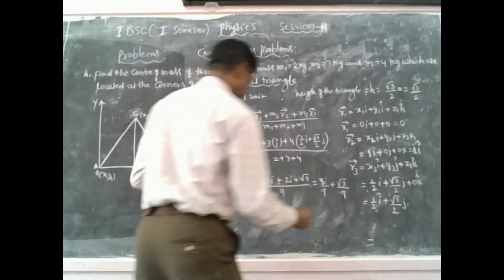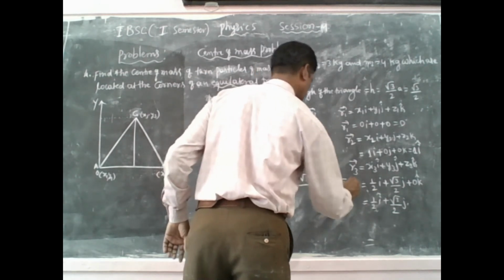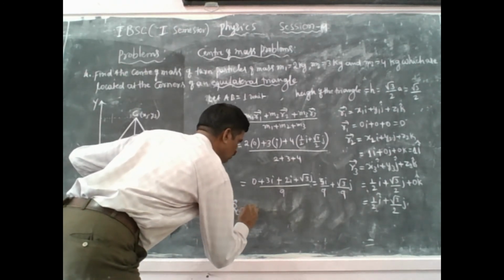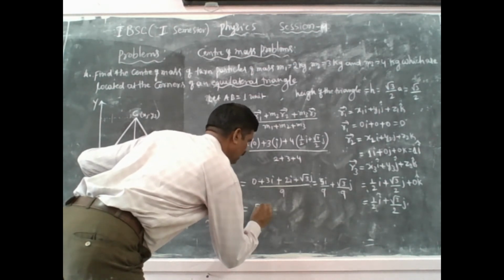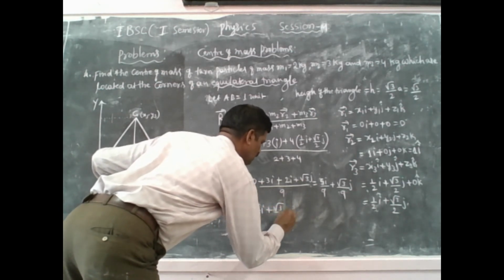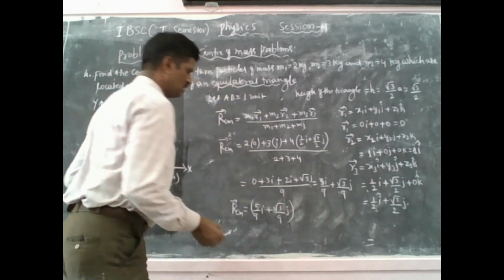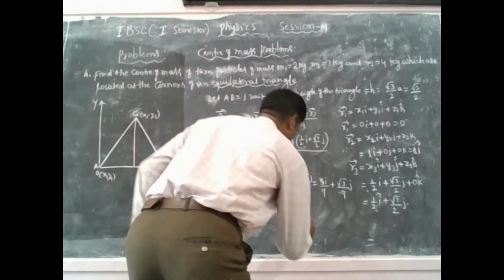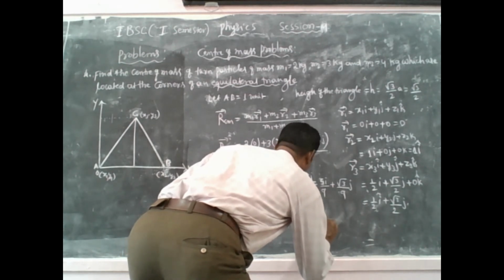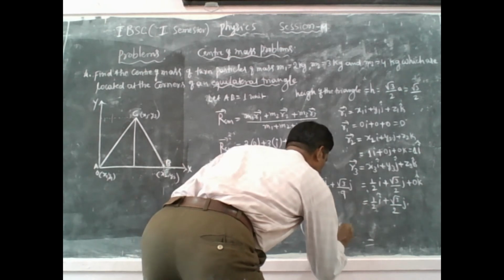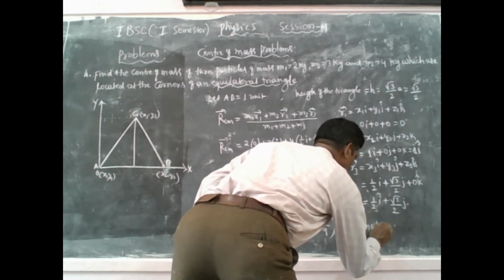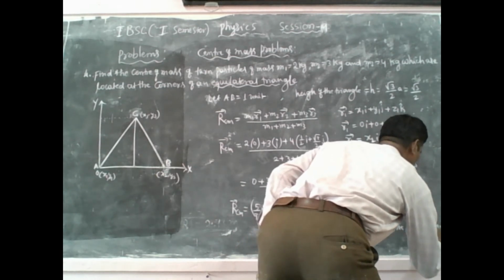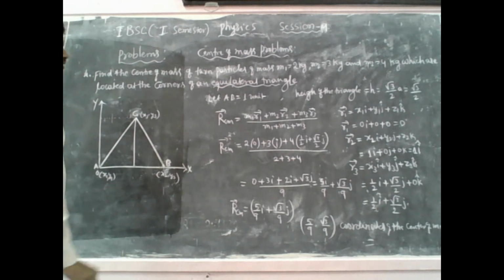Okay, 9z. The coordinates of the center of mass RCM equals 5 by 9 i plus root 3 by 9 z. So 5 by 9 and root 3 by 9 are the coordinates of the center of mass, isn't it?